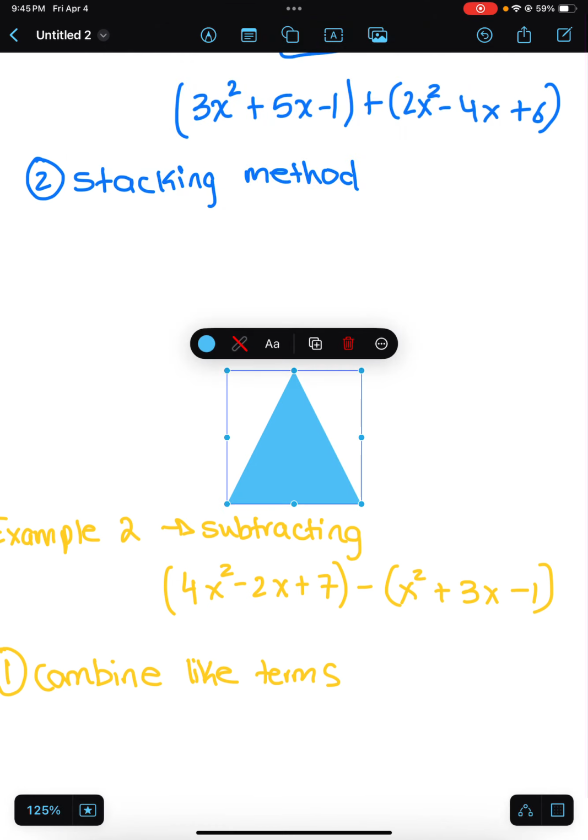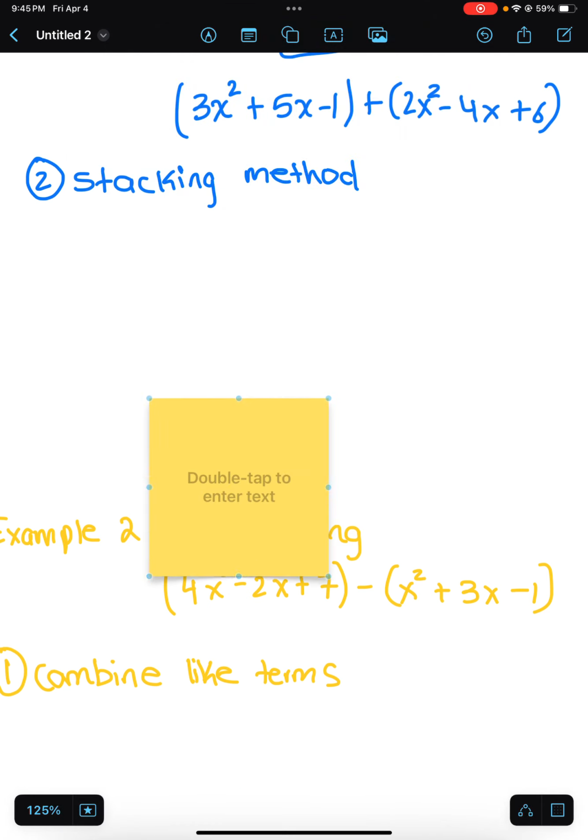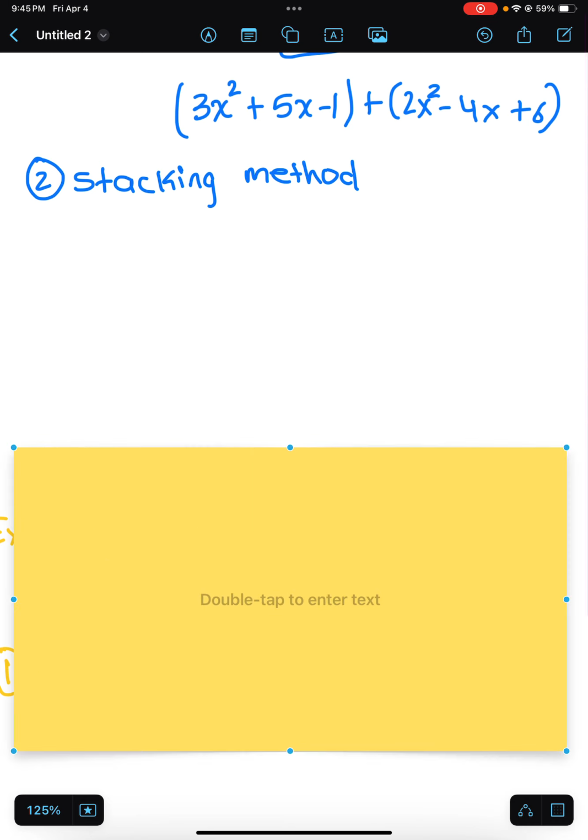Oops. Sorry, just trying to cover this up at the bottom so it's not in our way.